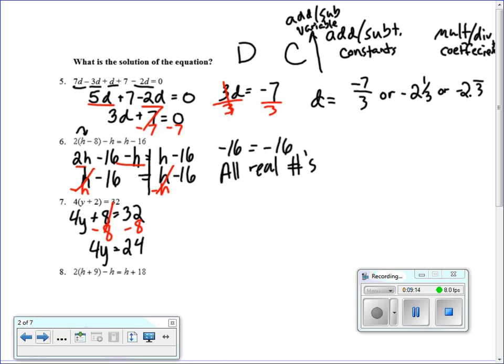And then the last step is to divide by that coefficient of 4, so we're going to divide both sides by 4. And that leaves us with y is equal to 6.